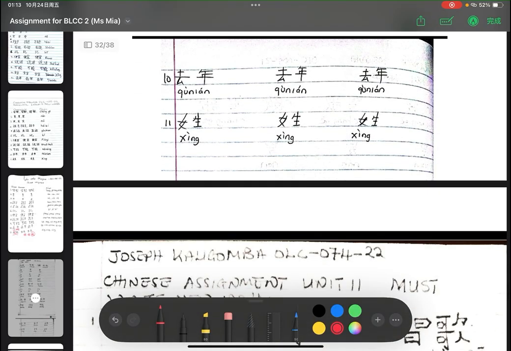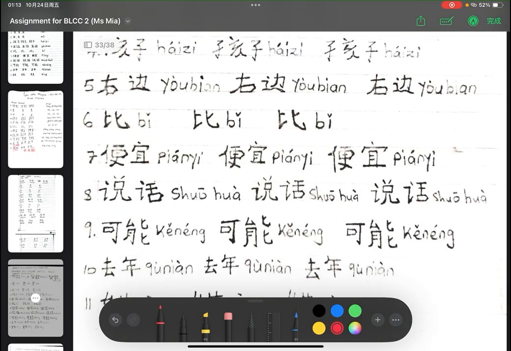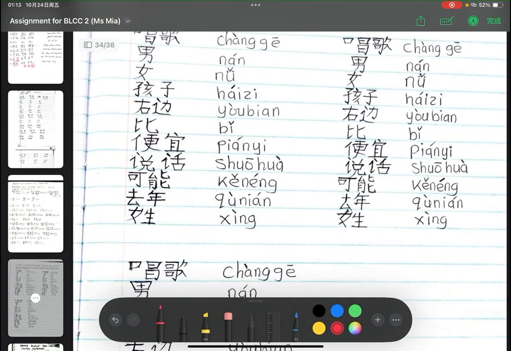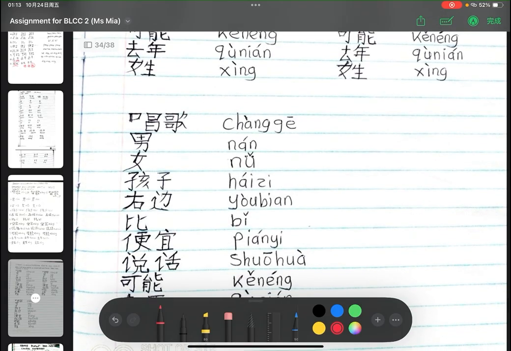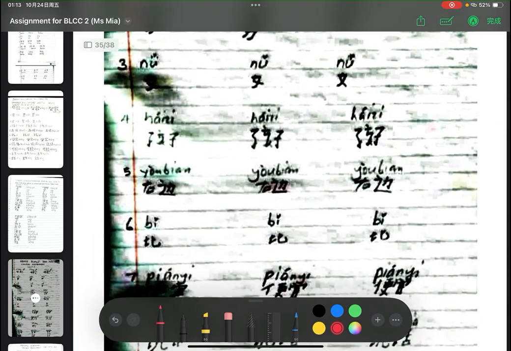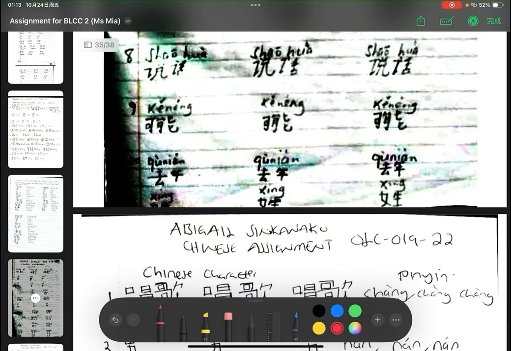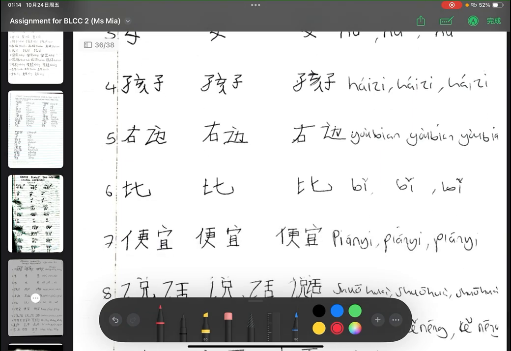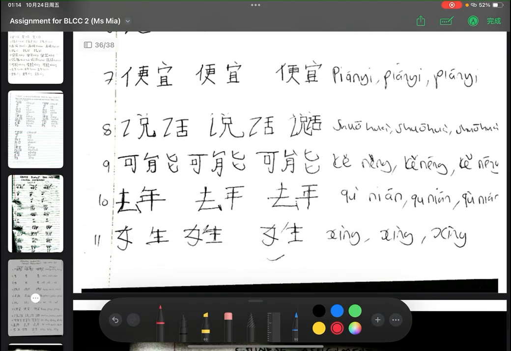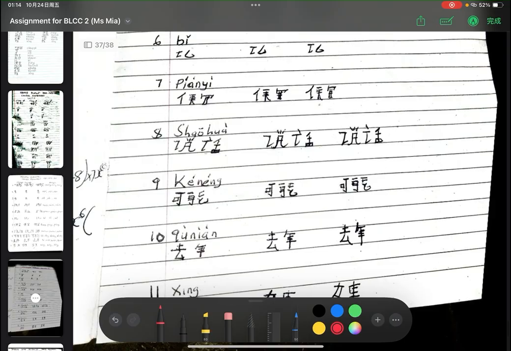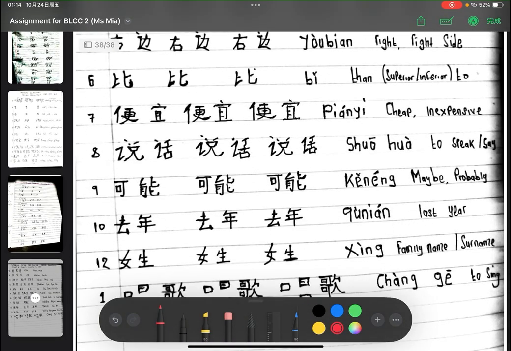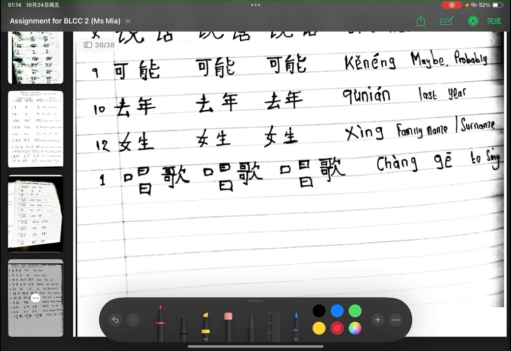Okay, it's a beautiful one. It's also good. Very good. It's beautiful. Good. It's good. Good. Okay, very good. So that's all.